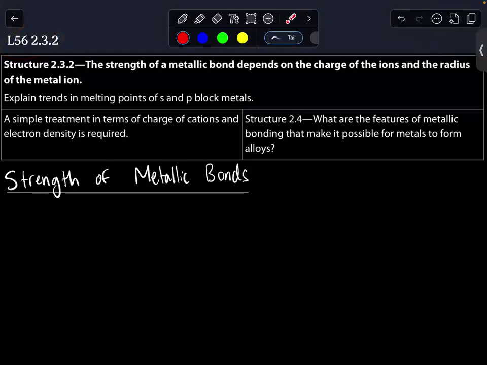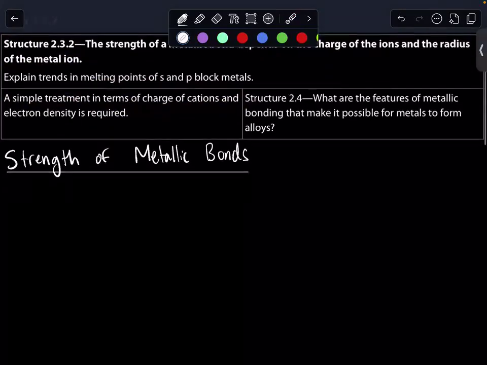Today we're going over structure 2.3.2, the strength of metallic bonds and how it's dependent on the charge of ions and the radius of the metal ion. We're going to explain the trends in melting points of the s and p block metals using this, and we'll talk in terms of charge of cations and electron density. So we'll make sure we know what we mean by that.